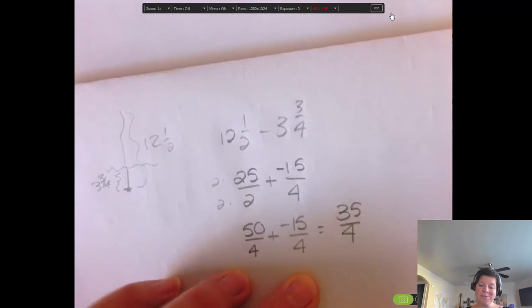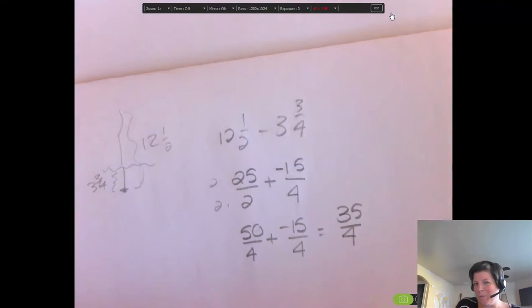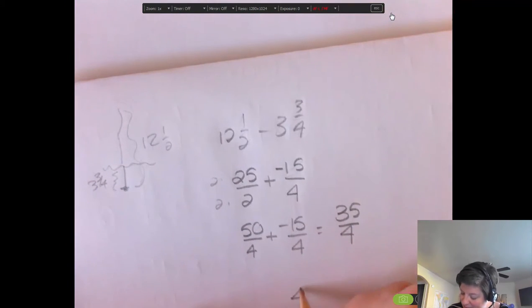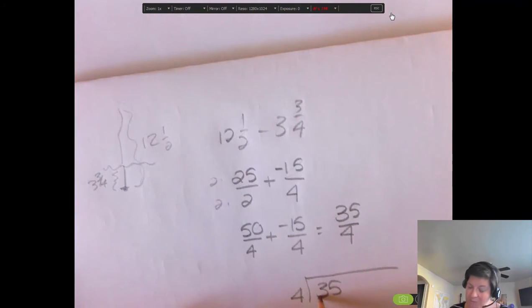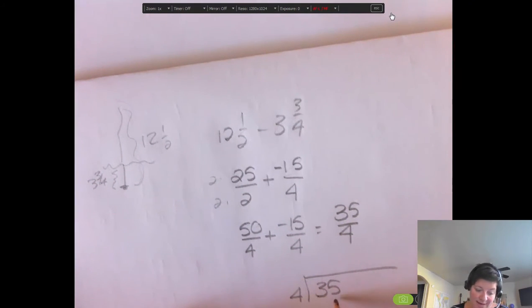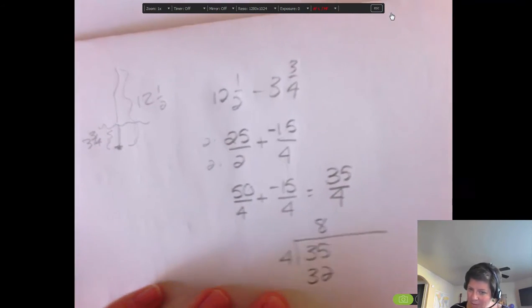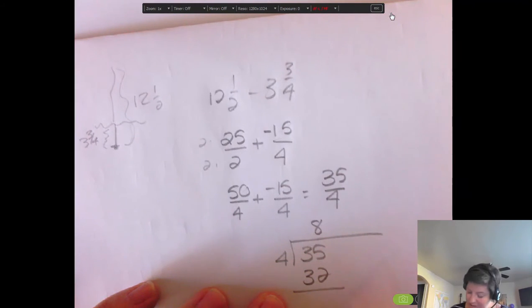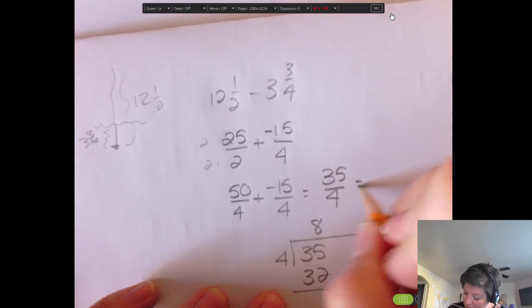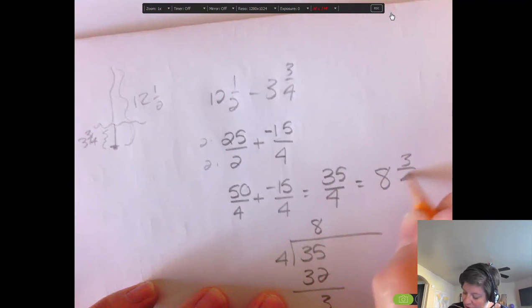This could be your answer, but that doesn't really help in terms of our word problem, right? 35 fourths. Well, I can't visualize 35 fourths. So I think, okay, how many times does 4 divide into 35? Well, it doesn't go into 3, but it does go into 35, 8 times. 8 times 4 is 32. And then we're going to subtract to get 3. So our answer is 8 3/4 inches.